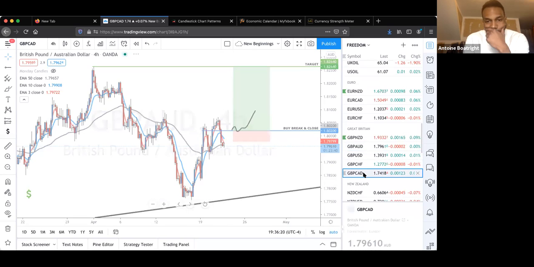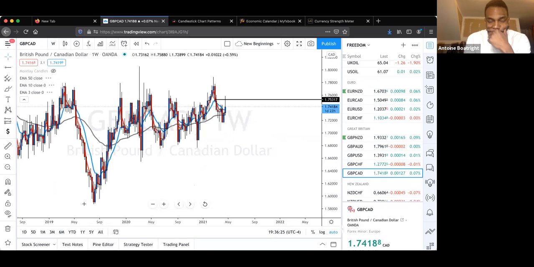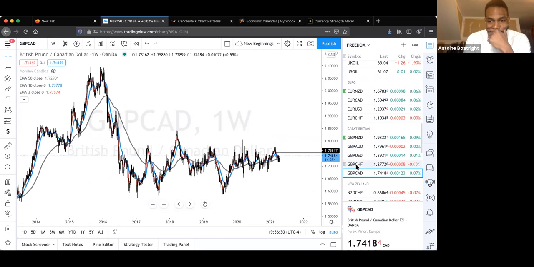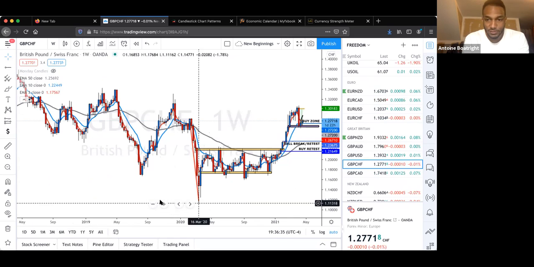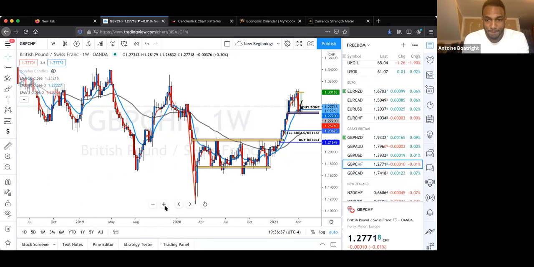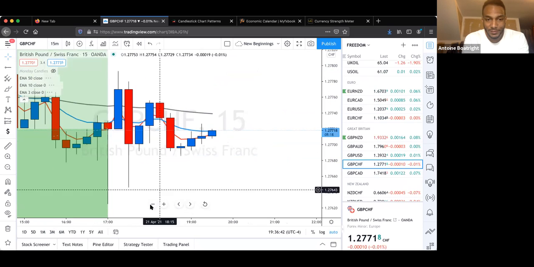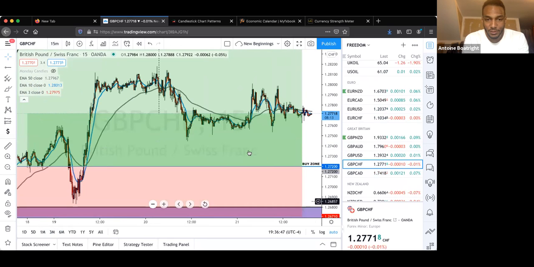Let me look at another GBP. Yeah, GBPs look like they might be getting bullish. Consolidation. Oh, what is this? Man, I can't believe we missed that. Yeah, I think these things are getting bullish.